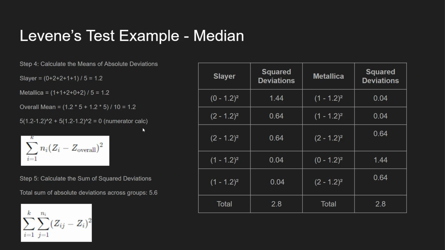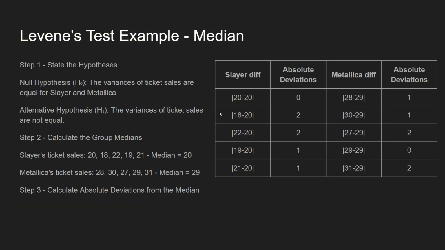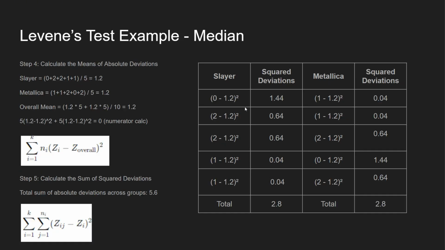Okay, so step 5 is calculate the sum of the squared deviations. What we do down over here is 0 minus 1.2, we square. 2 minus 1.2 squared. 2 minus 1.2 squared. 1 minus 1.2 square it. 1 minus 1.2 square it. And we have the squared deviations over here for both Slayer and Metallica. Again, we take the absolute deviations and then we subtract out 1.2 because that's Slayer, 1.2 from Metallica, and just go across. Now we have 2.8 for each of these. We're going to add these together for our calculation. You can see this here at the bottom, and it's going to be 5.6.